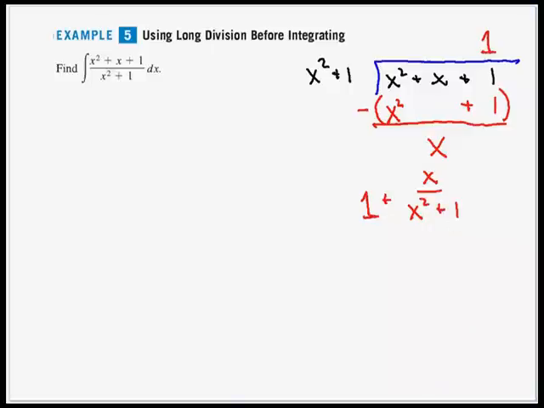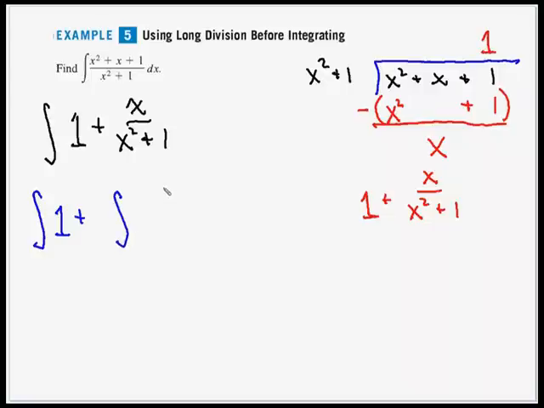So I can rewrite my integral. This I couldn't do much with, but it is the same as the antiderivative of 1 plus x over x squared plus 1. And to make this a little easier to see what's going on, we can break this into 2 separate integrals. We can have the antiderivative of 1 plus the antiderivative of x over x squared plus 1. And I should have a little dx in there and another little dx.